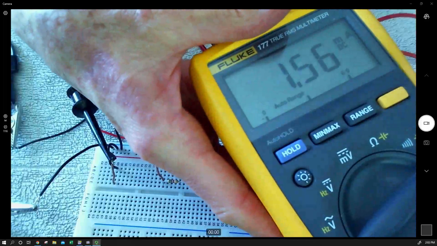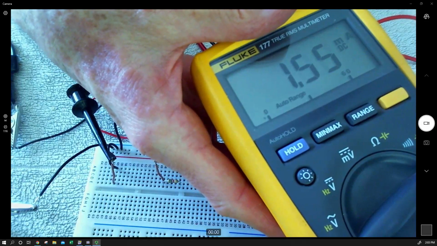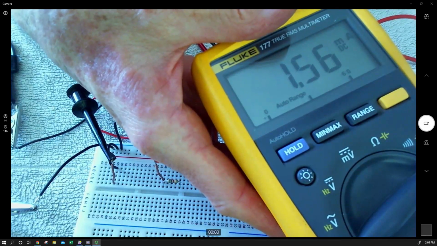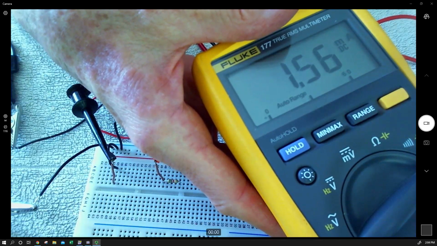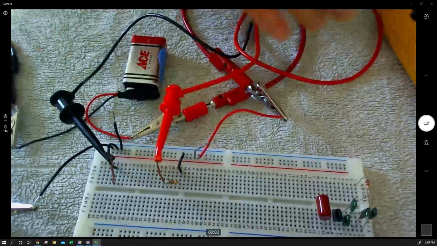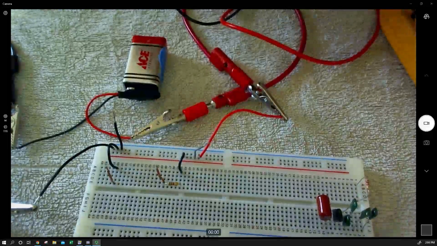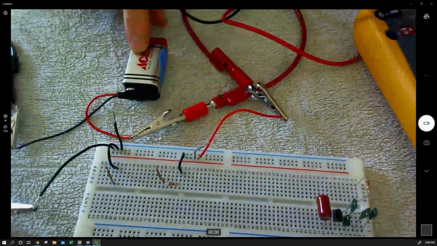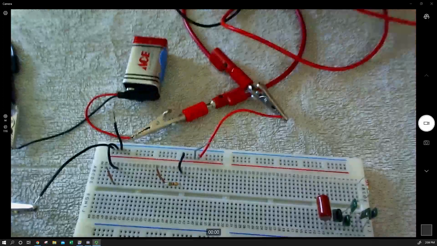So you can see we are measuring 1.56, and it's reasonably steady. We're not seeing it drawing down in spite of the fact that the battery is somewhat exhausted. Okay, so now we've reopened the circuit. So that is the characteristic of a single source with a fairly high impedance circuit.